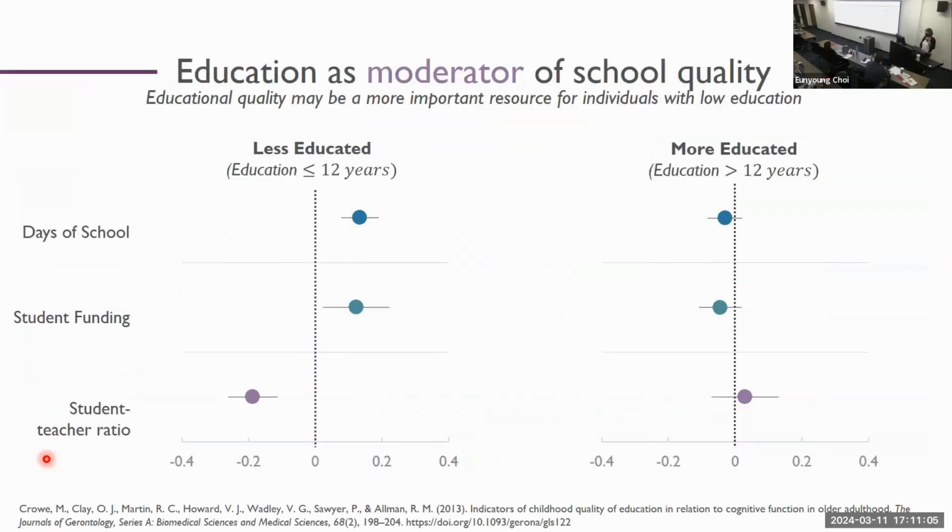So the other thing that we were thinking about going into the study was that it might be those people who have the least amount of education who ultimately benefit the most from higher quality school, because they have less resources to draw upon from their educational attainment. And this study from Crowe actually suggested that that might be the case.